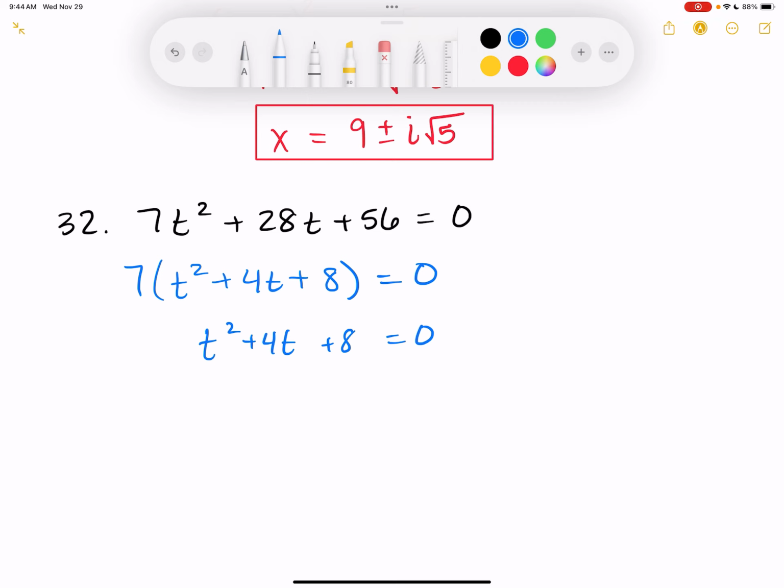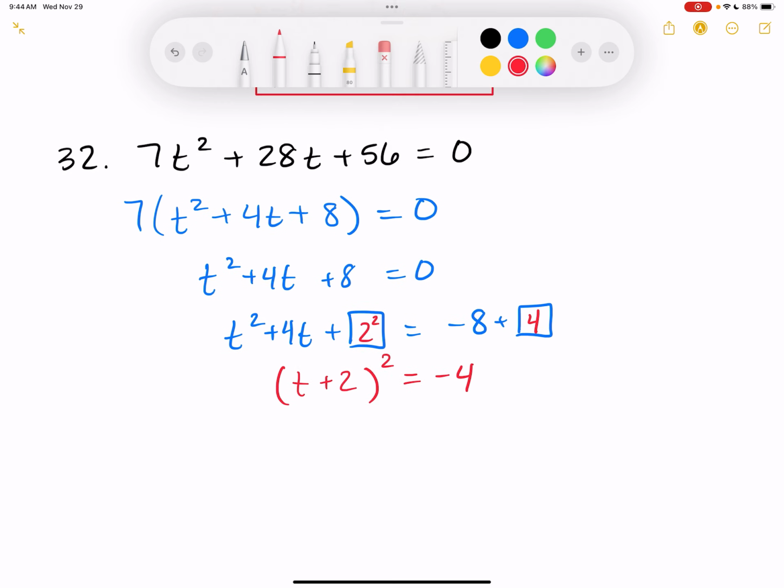So I would end up with t squared plus 4t plus box equals negative 8 plus box. Now what would go in my box? 2 squared, also known as 4. So my perfect square trinomial would be (t plus 2) squared equals negative 4.